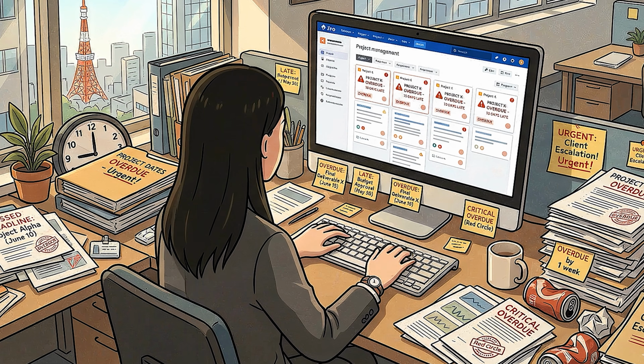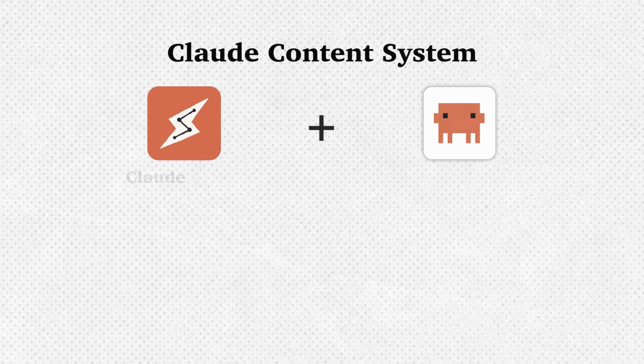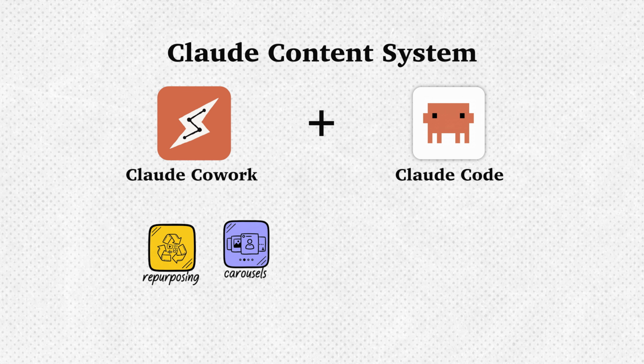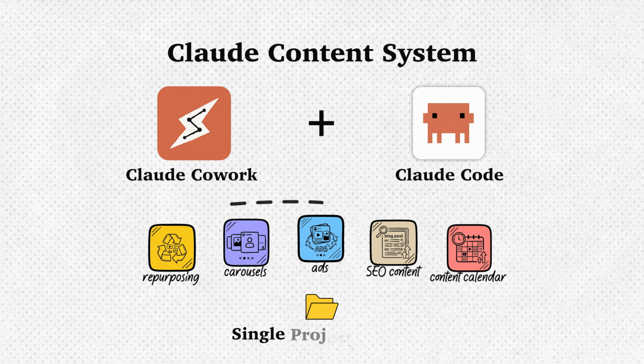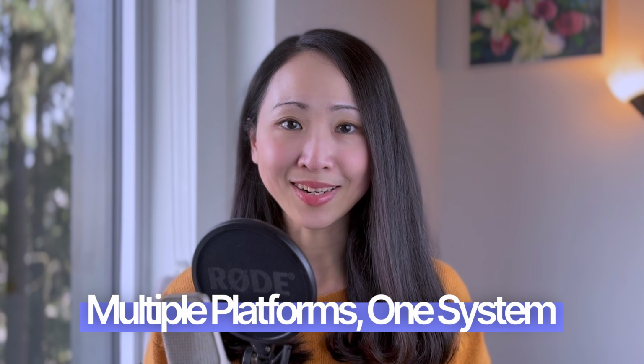If you're a marketer, you know how much of the week goes into just creating content. But today, we're going to change that. I'll show you how to build your content system using Claude Cowork and Claude Code that handles repurposing, carousel posts, ads, SEO content, and even your content calendar, all from one single project folder. Multiple platforms, but one system. Let's go.